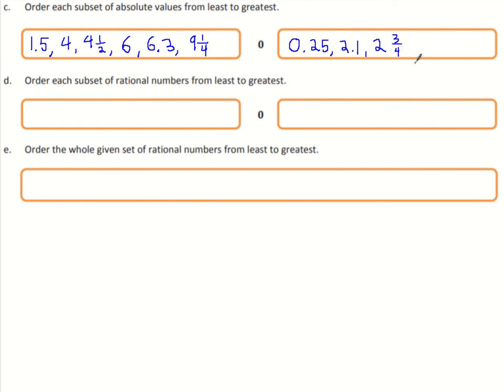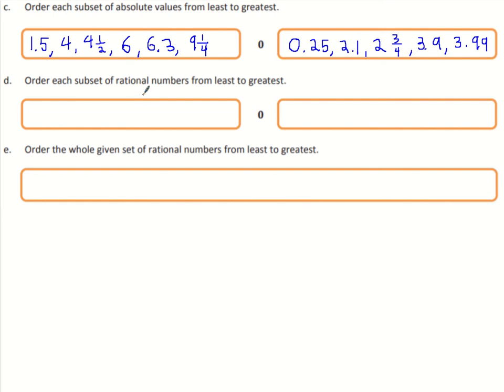Lastly, my other two numbers, I have 3.9 and 3.99. Well, my ones places are the same. My tenths places are the same. They're both 0.9. One of them is 0.99. And that 0.09 that's more is going to just barely make it the larger number. So we have 3.9 and then 3.99. And there's our order for all of our absolute values from left to right.